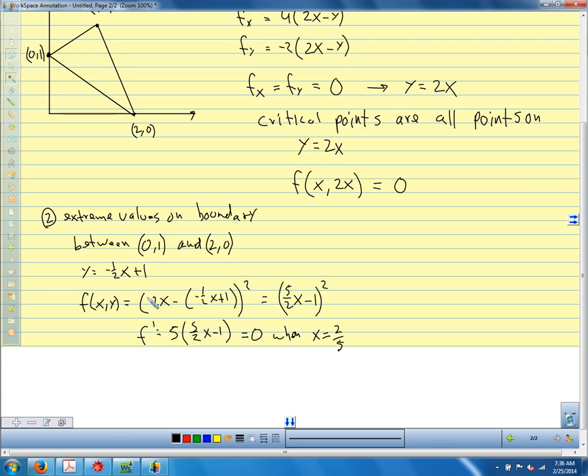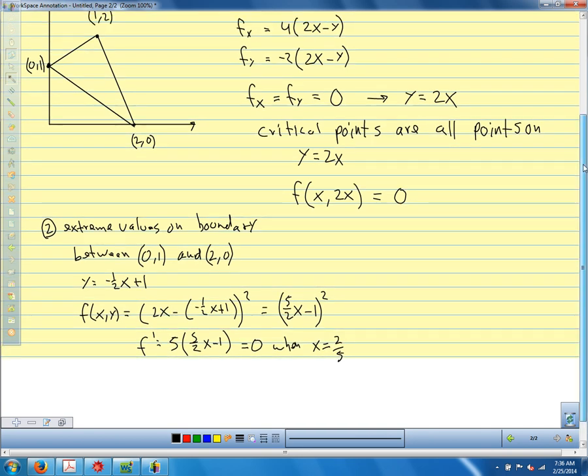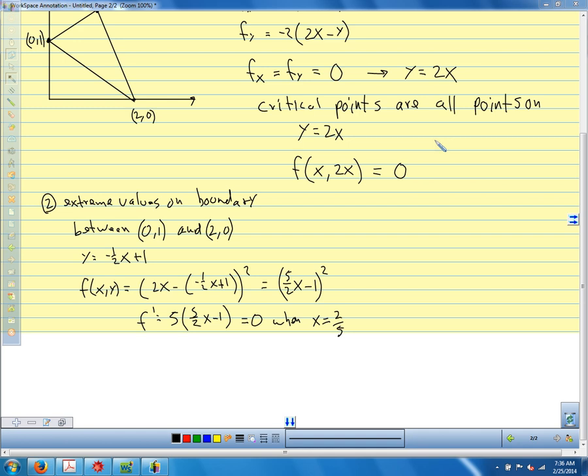So I plug that back into my function when I plug in x equals 2/5. When I solve for y, f of 2/5 equals 0. But I have to also, on my boundary, where could the extreme values of the function occur on this segment? At the endpoints of that segment. So I have to test the endpoints of that segment.